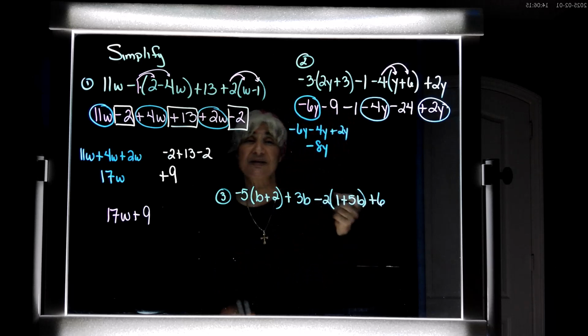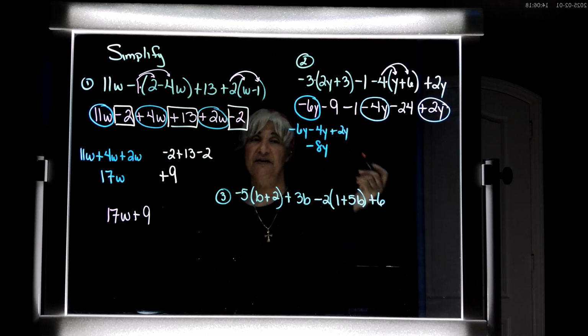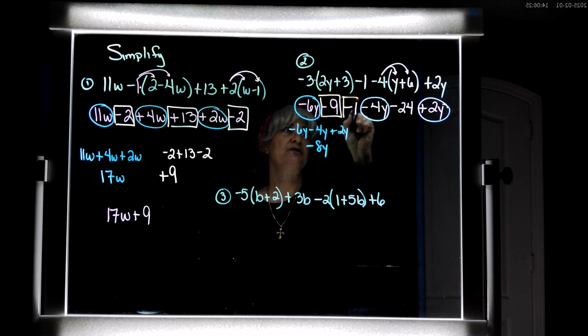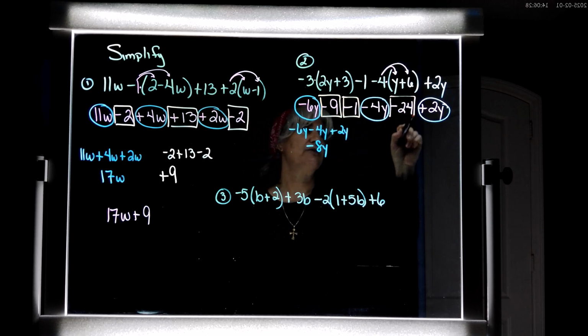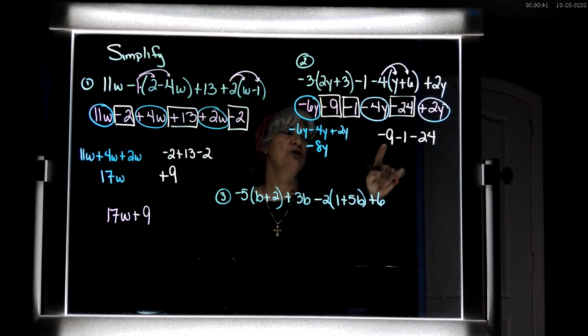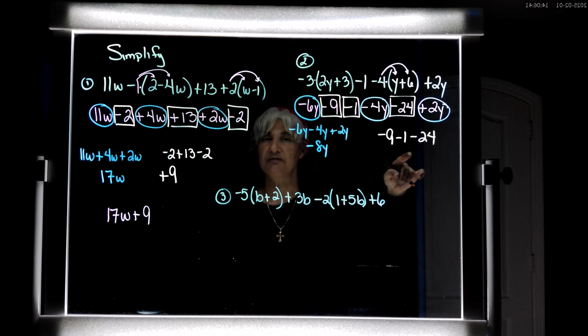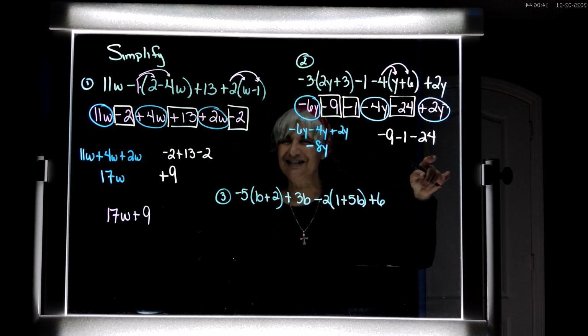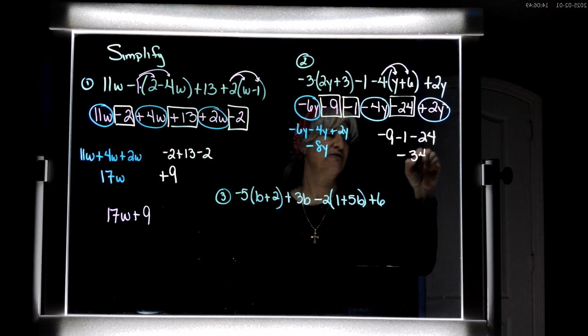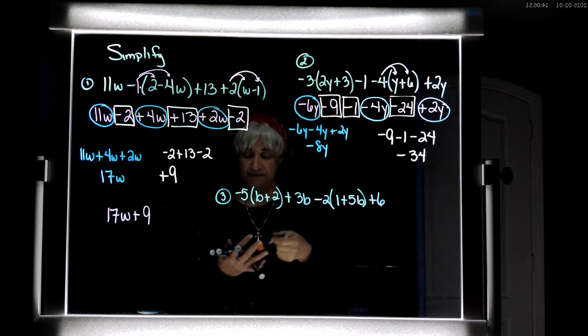But then I've got these numbers that don't have any variables, so they get to be combined. So we have a minus 9, and then I have a minus 1, and then I have a minus 24. So if I write it out as its own little problem, stay off the calculator. So it's negative 9 minus 1. Good, negative 10. And what's negative 10 minus 24? Good, minus 34. With me?